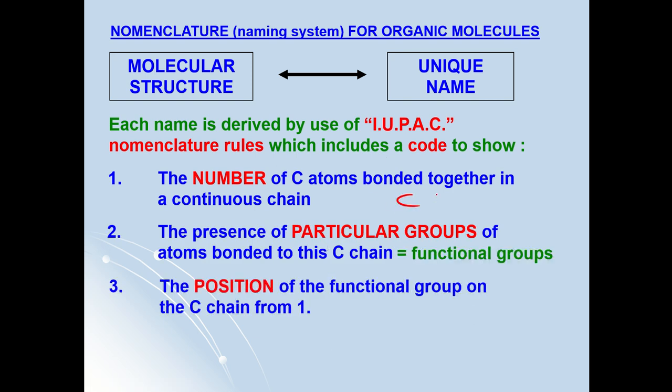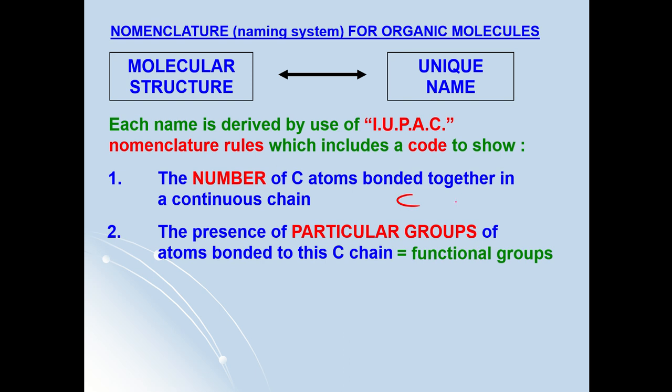So for example, if I had something very, very simple, my continuous chain is 4 carbons. This carbon here is not in my continuous chain. So we're always looking for the continuous chain. We then look for the presence of particular groups or atoms bonded to that carbon. They are functional groups, or in this case that's a methyl group, which is called an alkyl group.